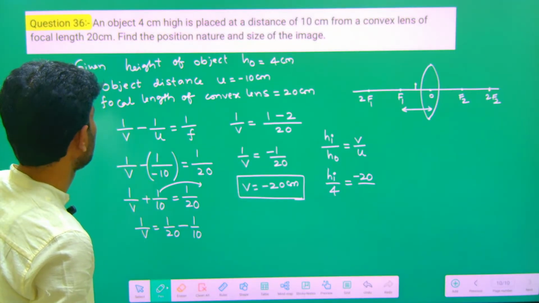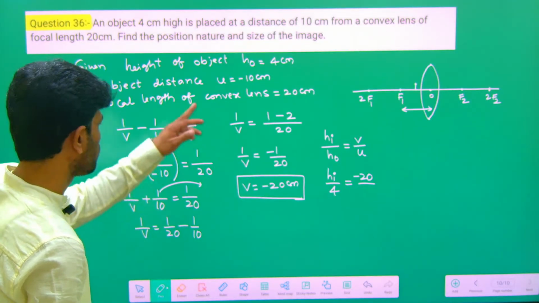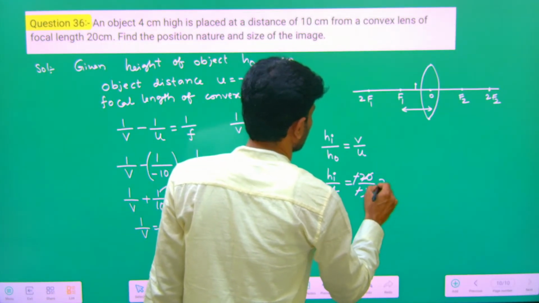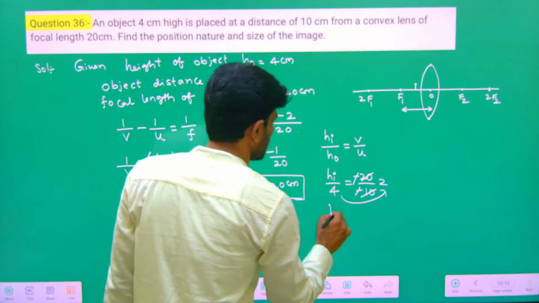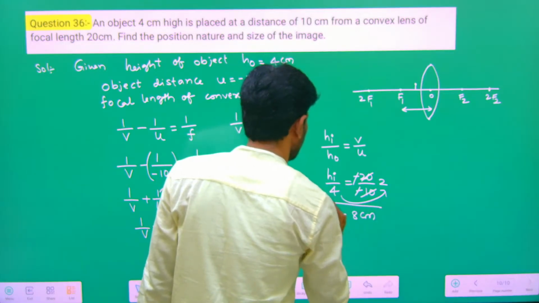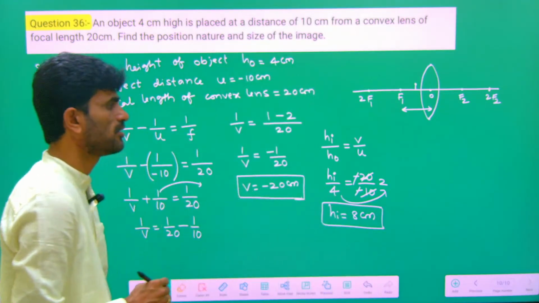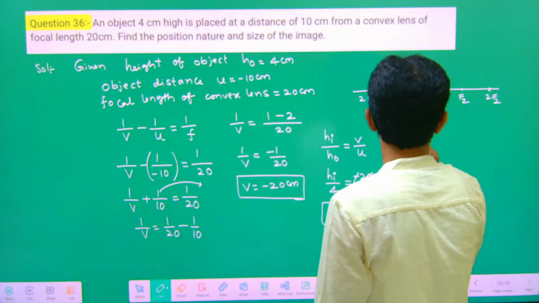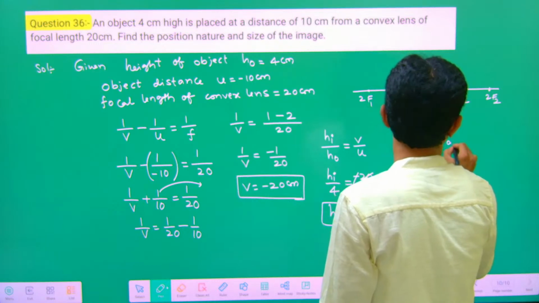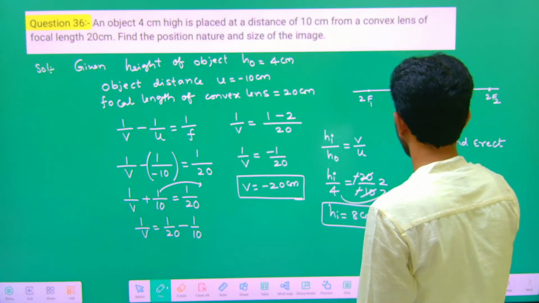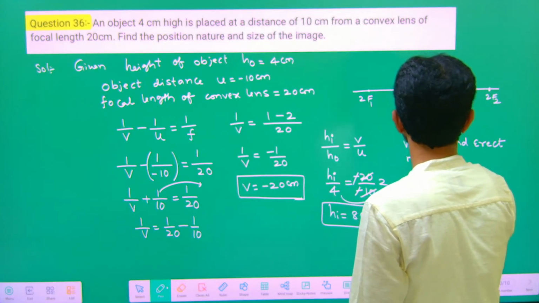Where did we get u? So u is minus 10, not 60, minus 10. Minus minus cancel. Transpose 4 there. hi is equal to 8 centimeters. So it is a magnified image. Virtual and direct magnified image. So you have to write the nature of the image. Nature is virtual and direct. Height of the image is 8 centimeters, it is a magnified image.